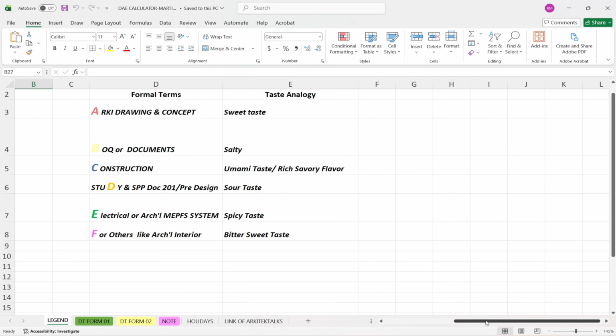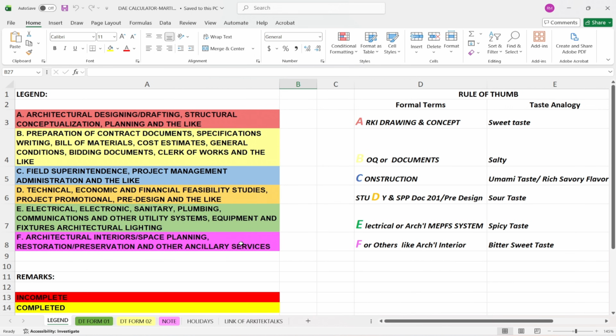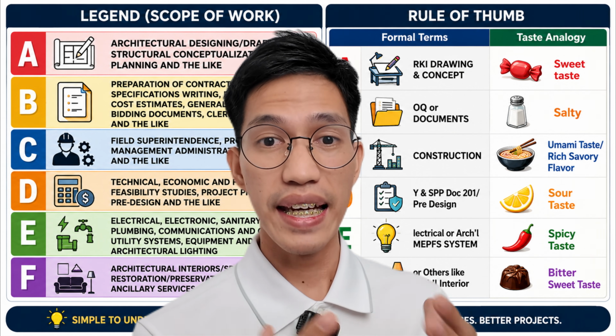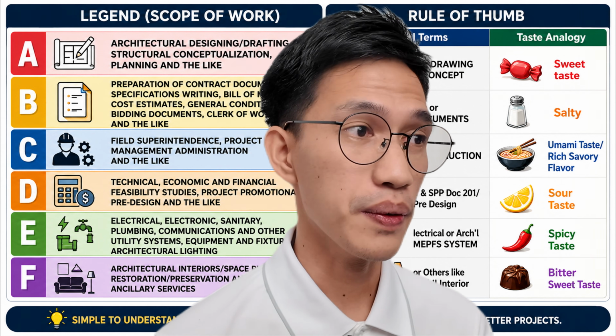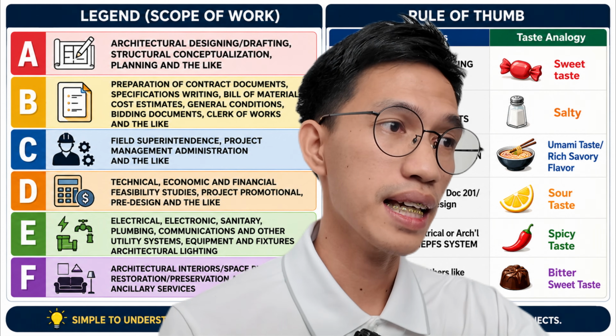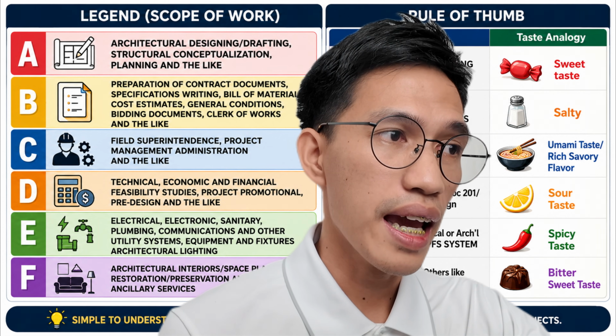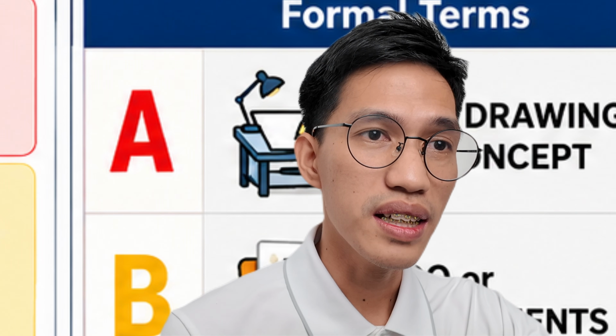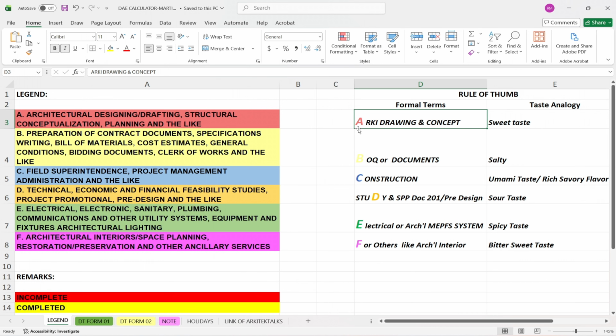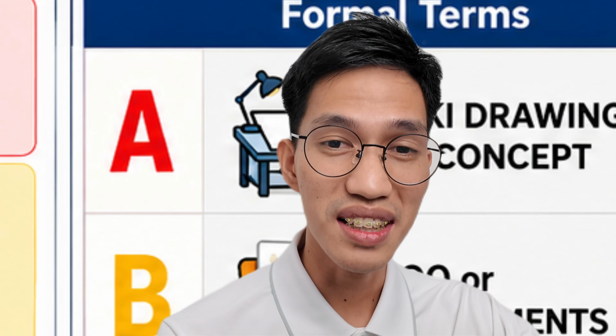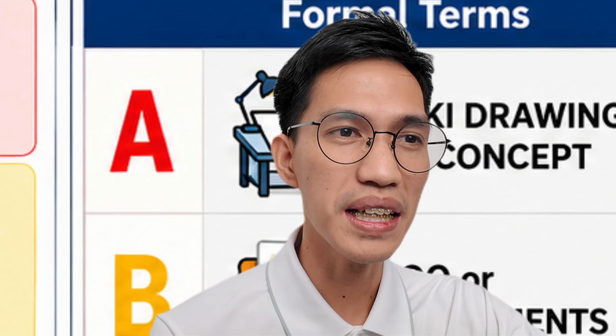We have the A, B, C, D, E, F, which are also indicated in your Dae Logbook summary. These are the fields of practice. A is for Arki drawing. This is my rule of thumb so I could remember it faster before, and now I made it a rule of thumb. Arki drawing concept. This is the design, no? More on design. And B is for BOQ or documents.